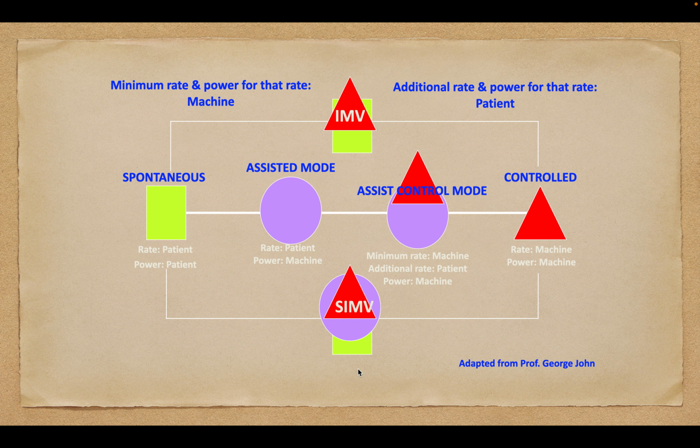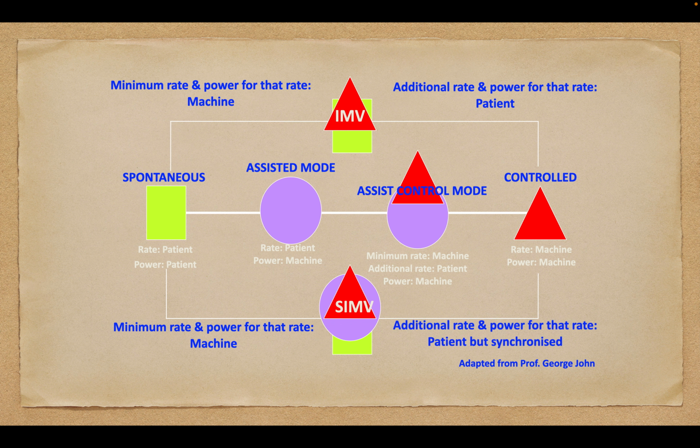And here you can see a combination of fluorescent green with a purple circle along with a red triangle, which is nothing but SIMV. The minimum rate and power for that rate is by the machine, whereas additional rate and the power for that rate is by the patient, but in a synchronized fashion. So that is how SIMV is different from IMV. I hope if you remember these structures, even if you just memorize those shapes, it will be very easy for you to know what mode you are dealing with.